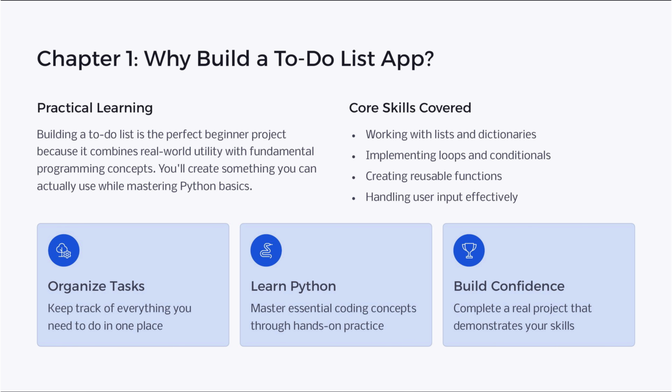Building a to-do list app is ideal for beginners, merging practical use with core programming skills. You'll work with lists, dictionaries, loops, and conditionals, while creating reusable functions and handling user input. This project not only organizes tasks, but also boosts your Python proficiency and confidence through hands-on practice.